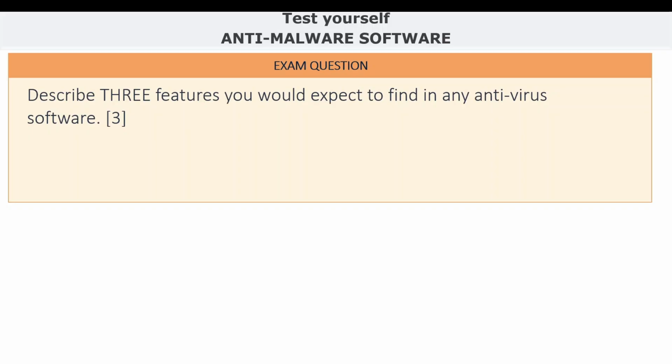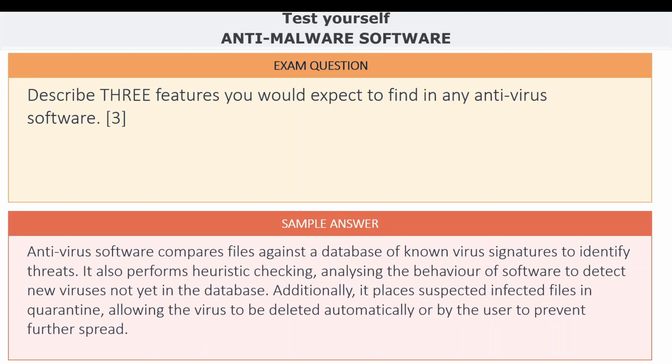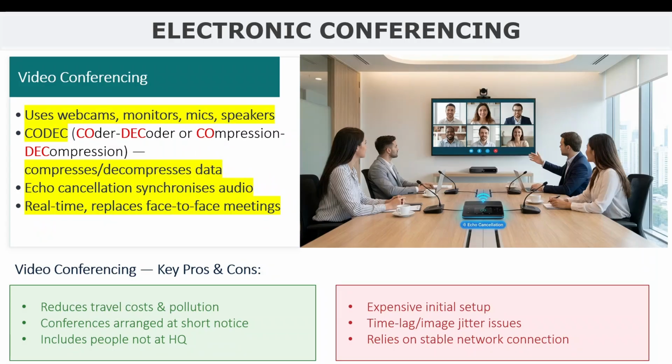Okay, so these are the answers. A sample answer, of course. So you can refer to the note and then find other additional answers. So, as advantages and disadvantages to video conferencing.